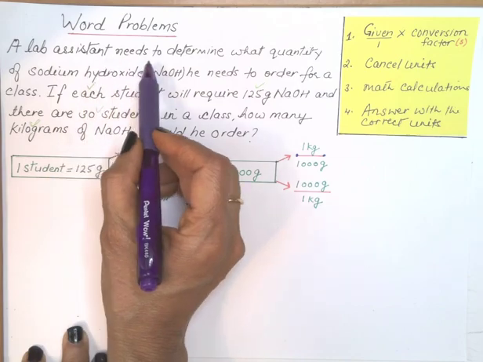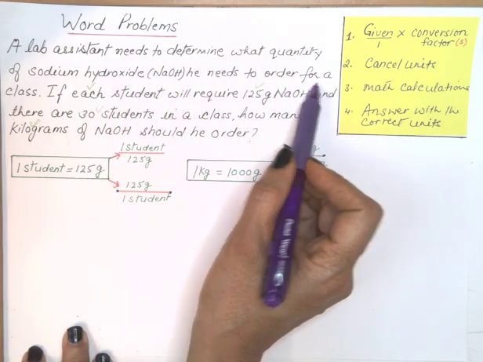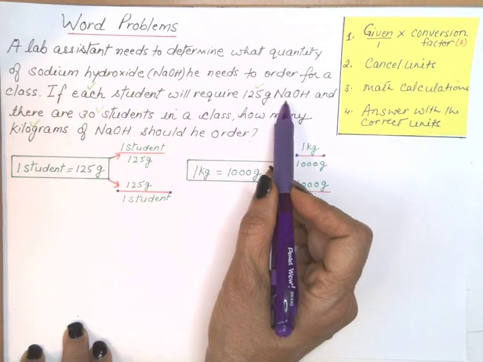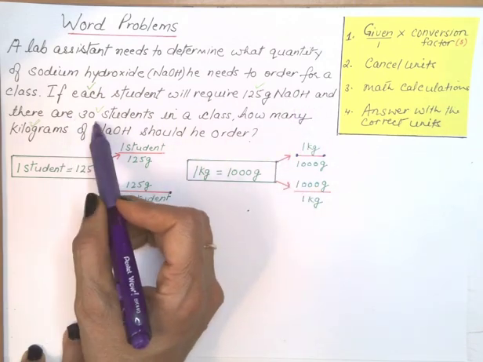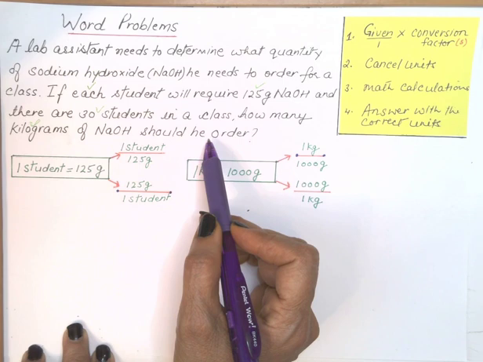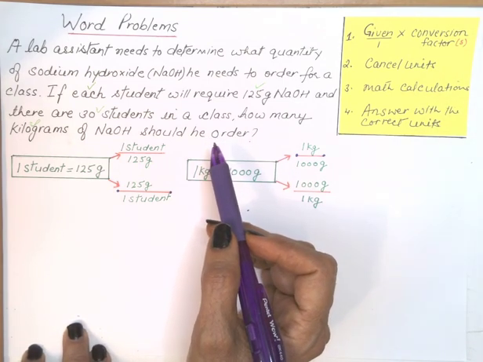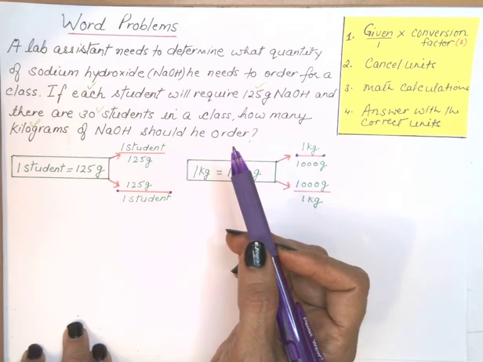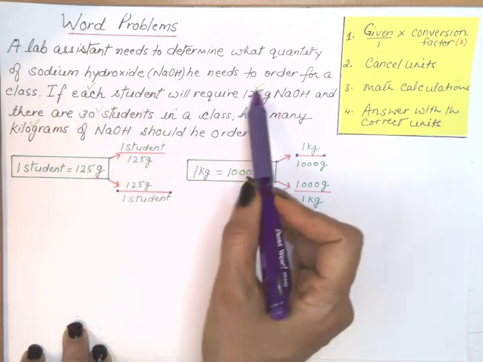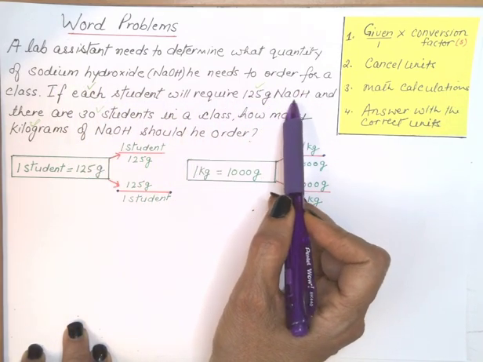A lab assistant needs to determine what quantity of sodium hydroxide he needs to order for a class. If each student will require 125 grams of sodium hydroxide and there are 30 students in a class, how many kilograms of sodium hydroxide should he order? So here we need to find out the equivalents, the basic relationships to get the conversion factors. So first thing here, it says each student will require 125 grams of sodium hydroxide.